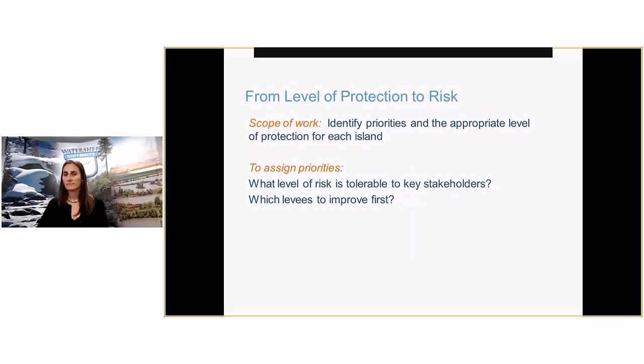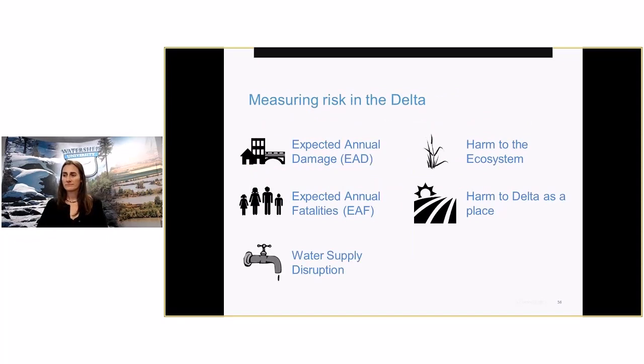In this project, we had a simple scope of work, and that was to identify priorities. Those are investment priorities, and the appropriate level of protection for each island. And to assign those priorities, we had to help determine what level of risk is tolerable to key stakeholders, and with that, the stakeholders can determine which levees are most important to improve first. We measured risk in the Delta using 5 metrics. I described earlier expected annual damages and expected annual fatalities. But we also created 3 unique metrics for this particular study. One was regarding water supply disruption, the risk associated with water supply. We also looked at the risk of harm to the Delta ecosystem and the risk of harm to the Delta as a place.